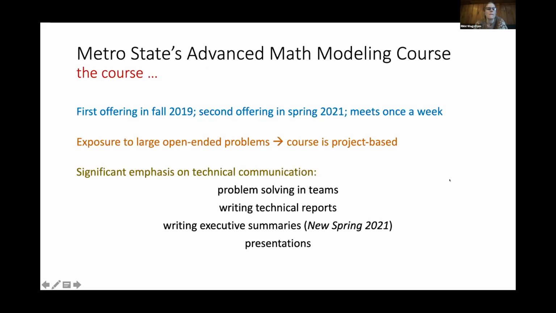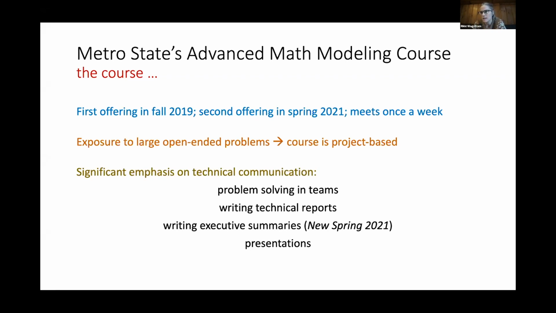There we go. So the course itself, at Metro State, we've had a modeling course for a long time, but due to some program changes a couple of years ago, we decided to split our modeling course into two modeling courses, one being a lower division 2-credit modeling course and the other being an upper division 3-credit modeling course. The upper division one is our advanced math modeling course, and that's the course that I'm going to be talking about today. So the first offering of this course was in fall 2019, and we're offering the class right now this spring for the second time.